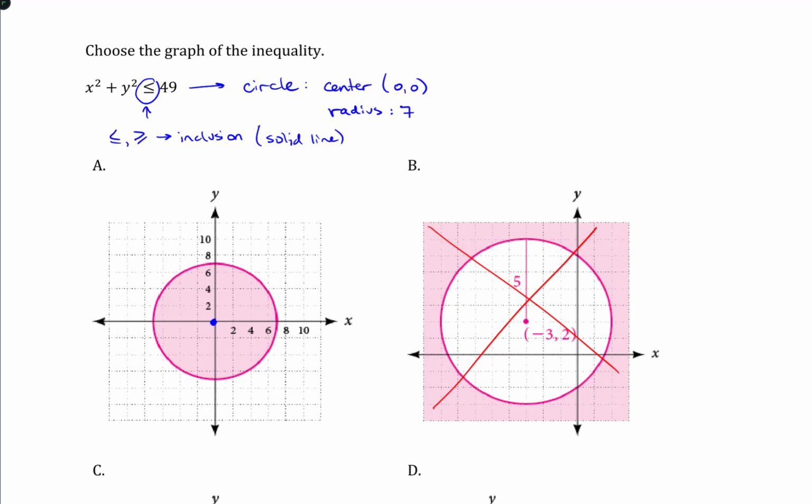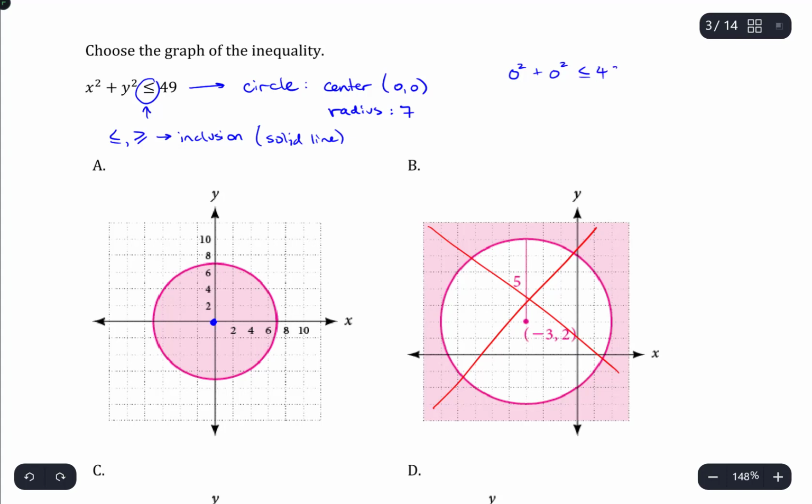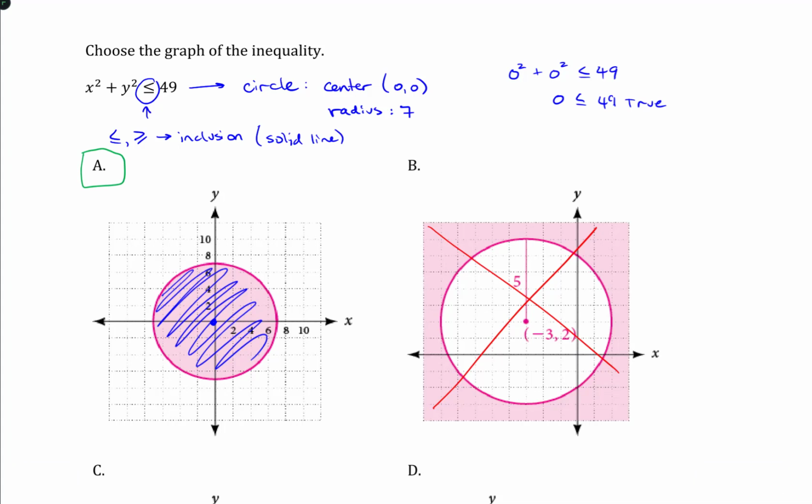All right, so I'm picking a point that's clearly on one side, and I'll plug that into the original inequality. So 0 squared plus 0 squared, because x and y are both 0 here. We're trying to see if that becomes something less than or equal to 49. Well, 0 is less than or equal to 49, so that's a true statement. So what we do is we shade the side of the circle that contains that point. So that helps completely shore up, without a doubt, that option A is our solution.